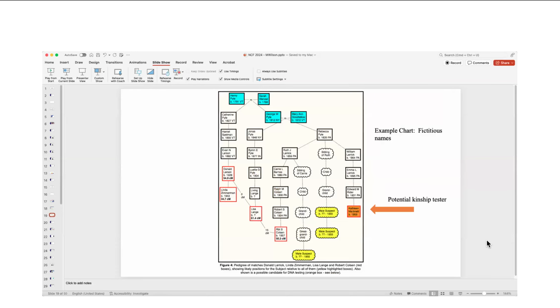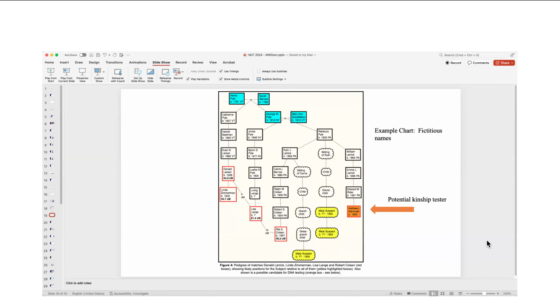Okay, so here's a typical family tree. This is just made up people. These are not real individuals. This is a made up pedigree. But you can see the pedigree has some matches that are highlighted in red boxes. And then underneath those matches is the amount of shared DNA. So on the far left, you see Donald Larson, 54.9 centimorgans. And then there's another one underneath that, Linda Zimmerman, 34.7. These are distant relationships.